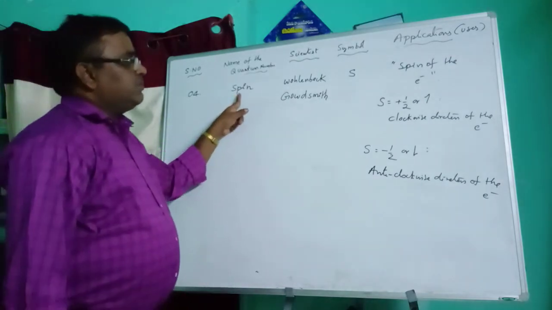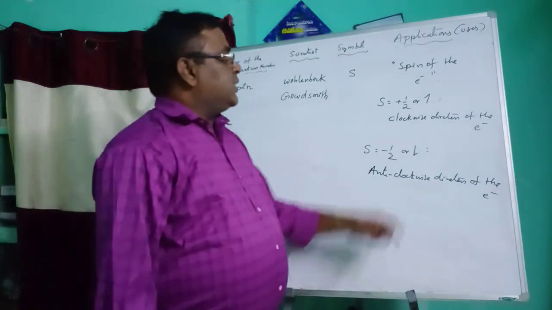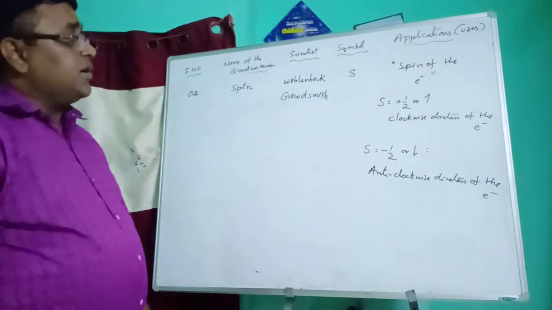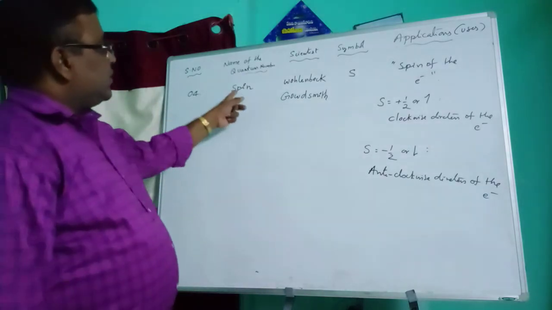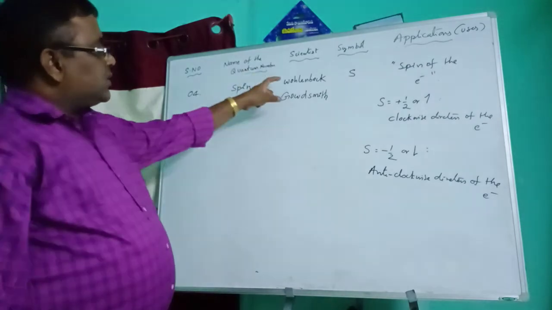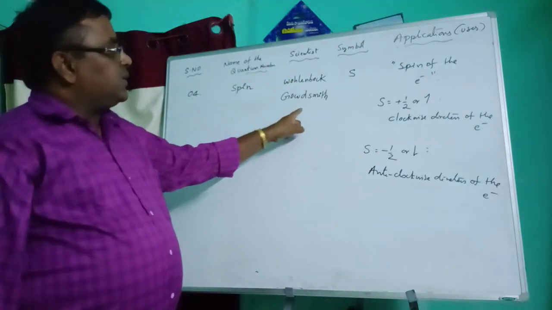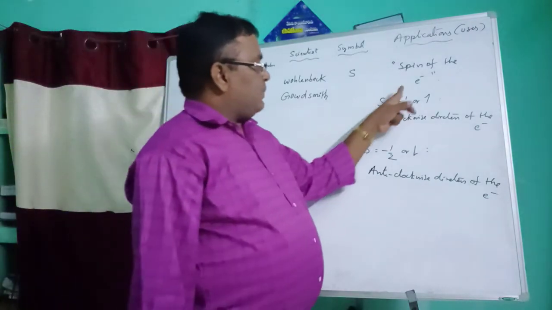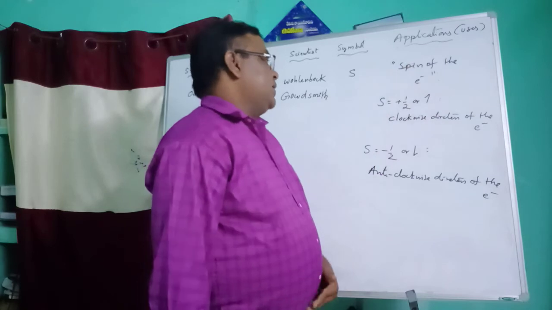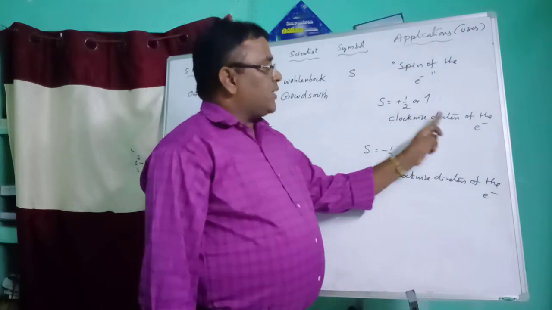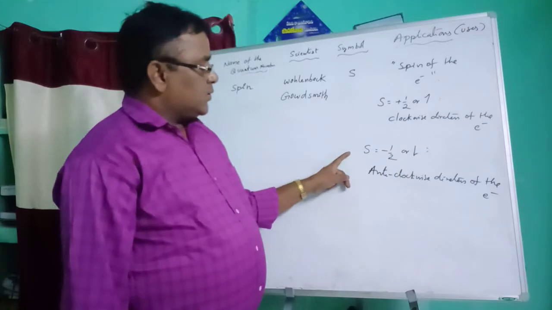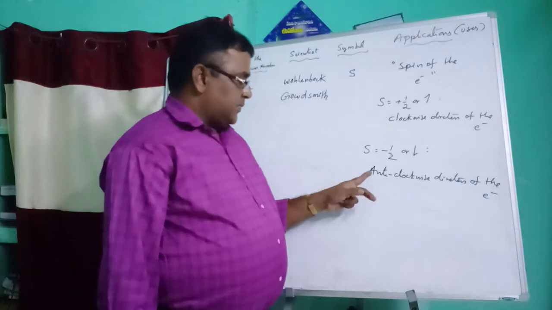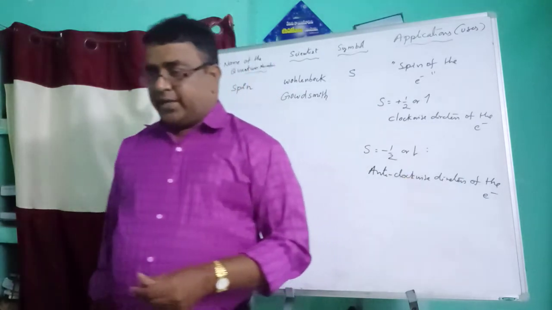What is the spin quantum number? The number which represents the spin of the electron in an atomic orbital or in an atom is known as the spin quantum number. It was discovered by Uhlenbeck and Goldsmith. The symbol is S. S has two values. Plus, or the upward arrow mark, represents the clockwise direction of the electron. Minus, or the downward arrow mark, represents the anti-clockwise direction of the electron.